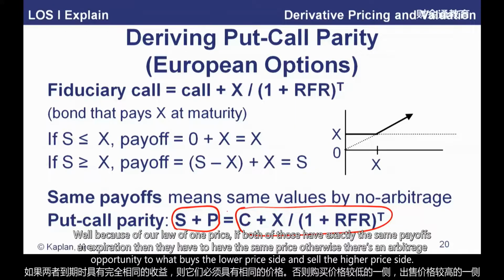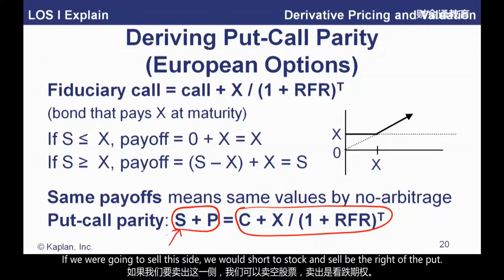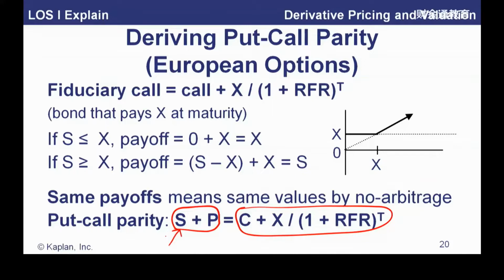Otherwise, there's an arbitrage opportunity to what? Buy the lower price side and sell the higher price side. If we were going to sell this side, we would short the stock and be the writer of the put.